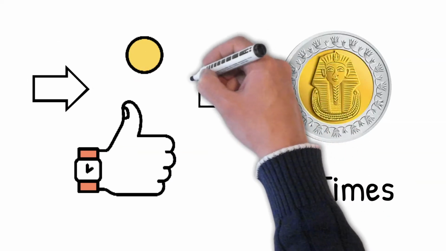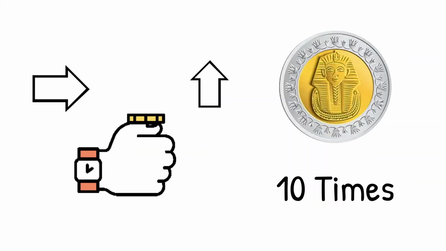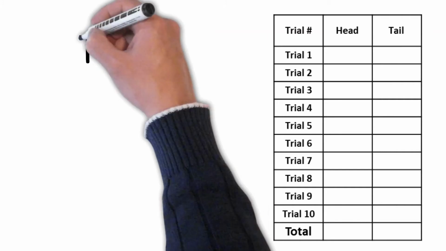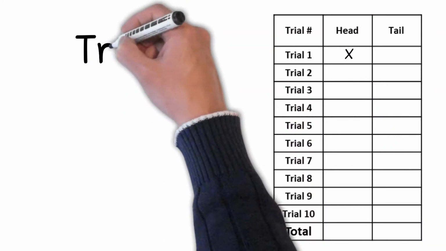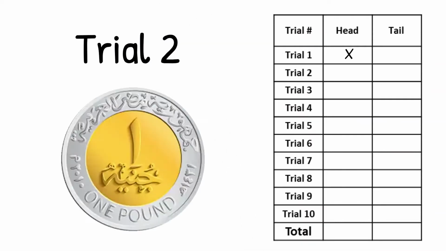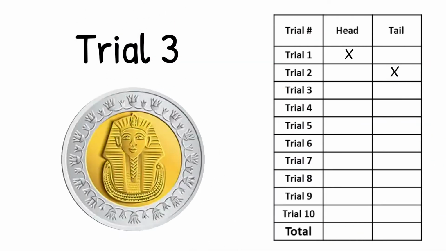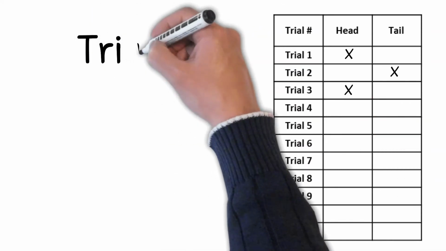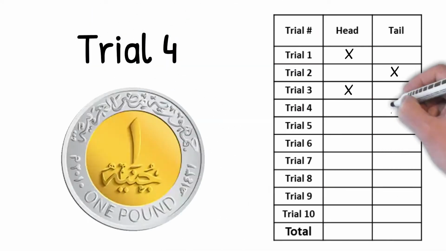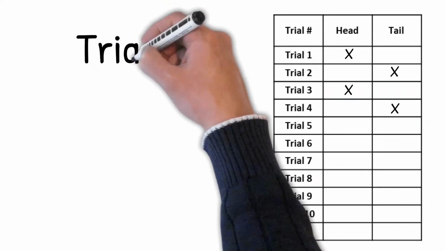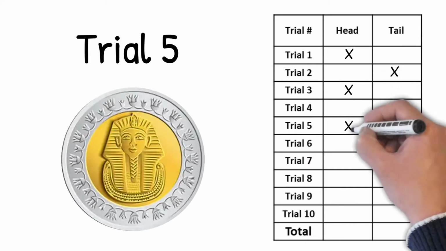Tossing a coin means throwing a coin up in the air and seeing which side is shown after it lands. We will record our results 10 times. Trial number 1 is head. Trial number 2 is tail. Trial number 3 is head. Trial number 4 is tail. Trial number 5 is head.